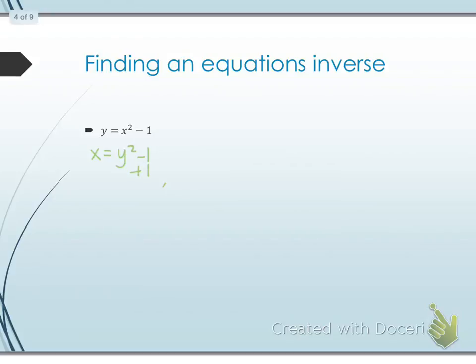So first, I need to add 1. We're trying to get y by itself. So now I have x plus 1. Remember, we can't combine them because x and 1 are two very different things. Opposite of squaring is square rooting. So it just becomes y equals the square root of x plus 1.